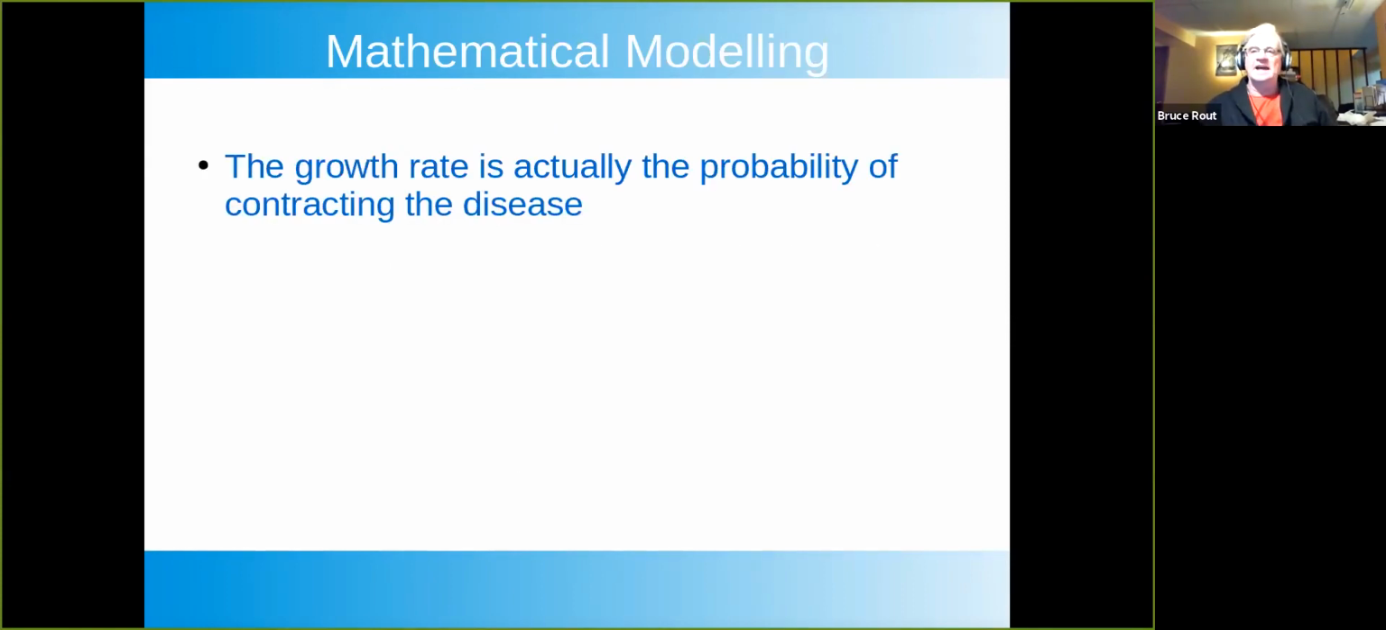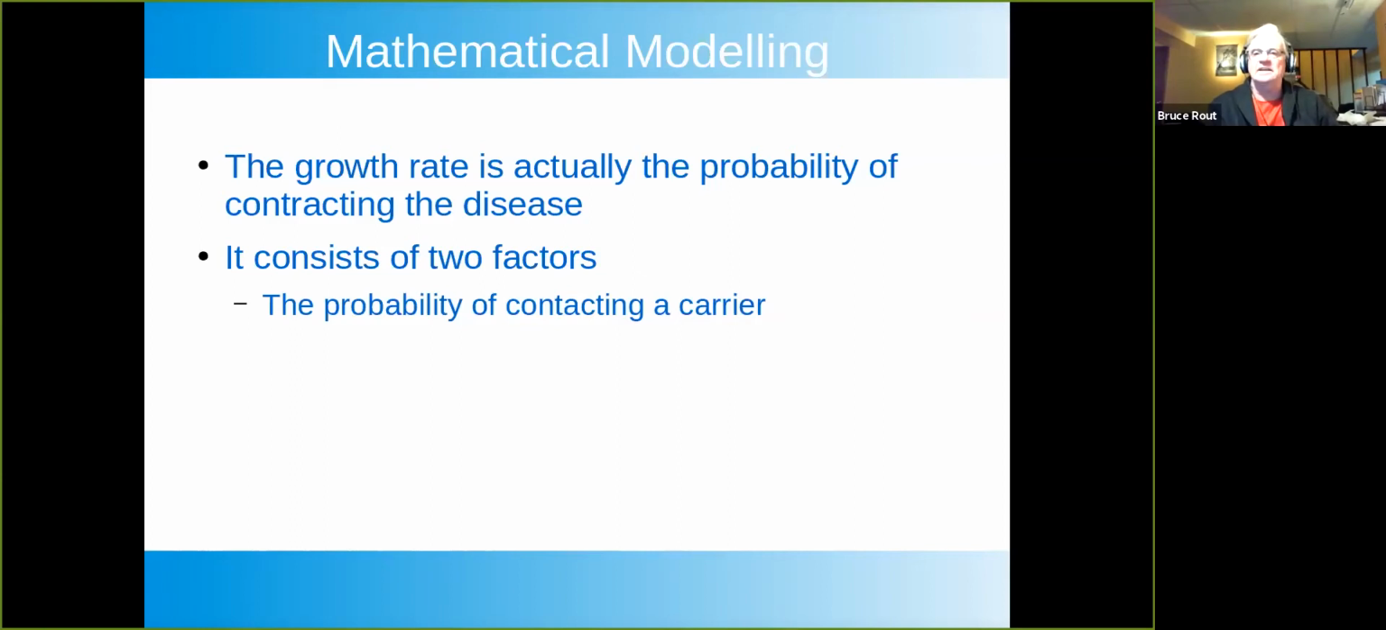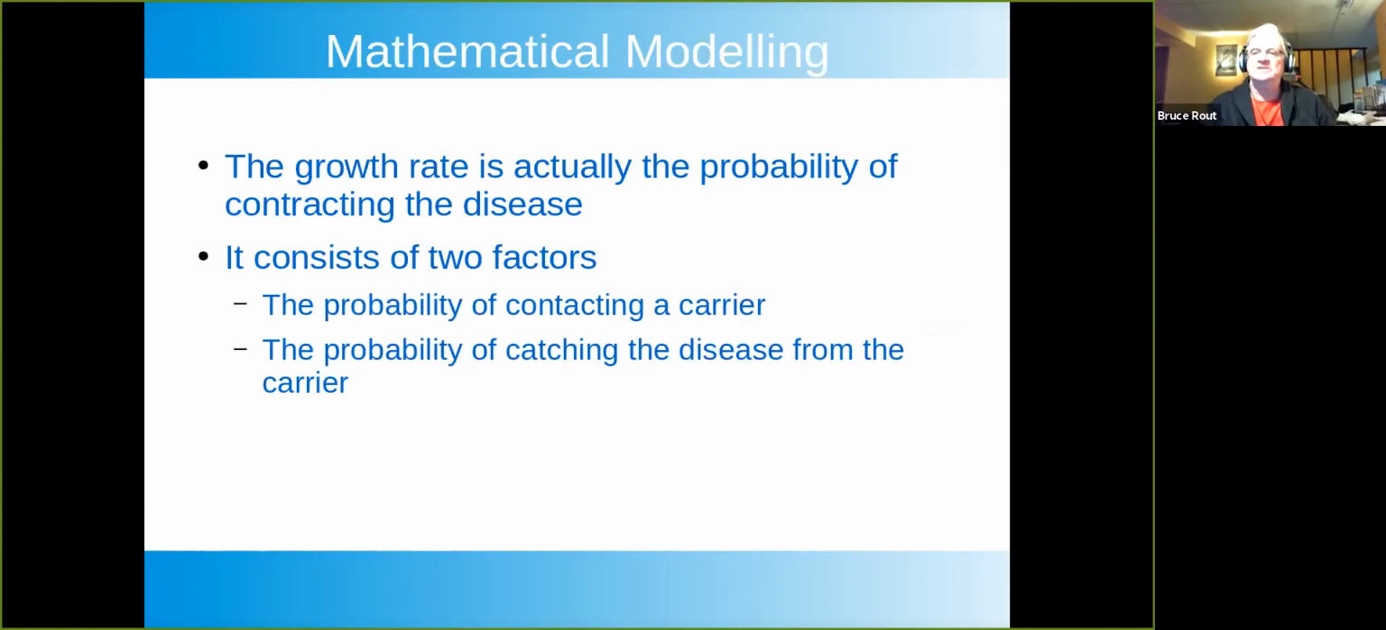So the growth rate is actually the probability of contracting the disease. That has two factors. One is the probability of being in contact with a carrier, and the other is the probability of catching the disease from the carrier. Basically K equals E, the probability of contacting a carrier, times P, the probability of catching the disease from the carrier. We already know what K is, so we could just plug that in, but we can get more understanding if we can see what K is and play with it.